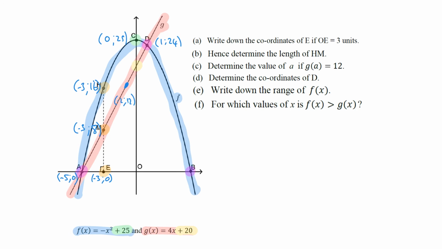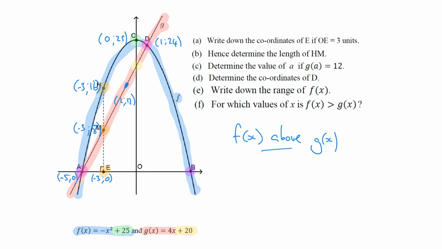On to the last bit here, which is for which values of x is f of x greater than g of x? Now, what does this mean, f of x greater than g of x? f of x relates to y values, and g of x to y values as well. So we're asking, when is f of x greater than g of x? In other words, when is f of x above g of x, is what the question's asking.